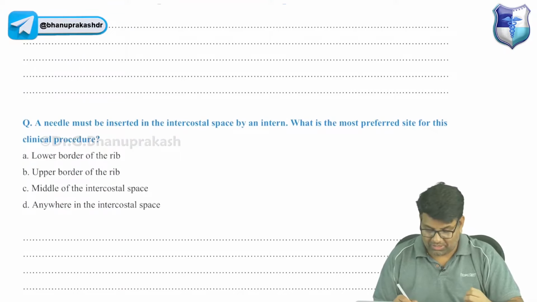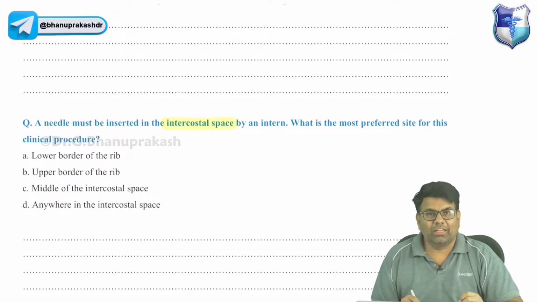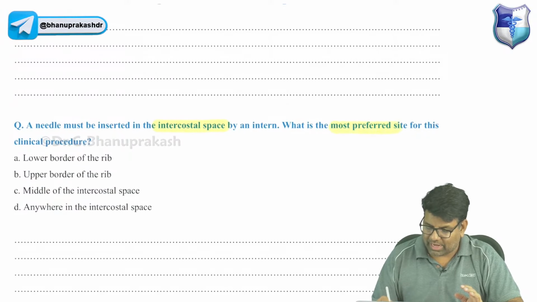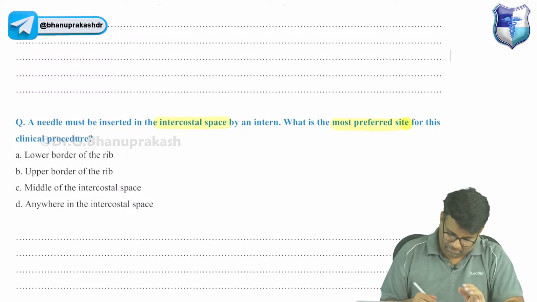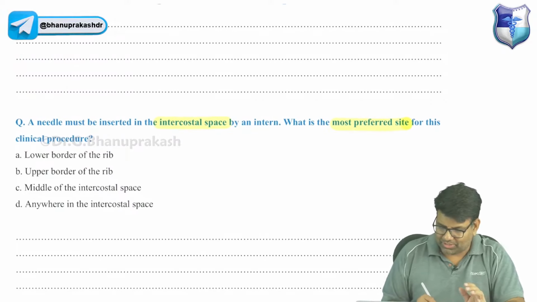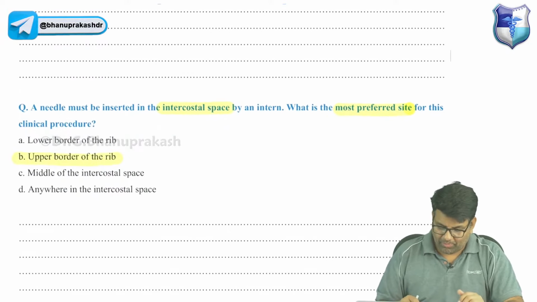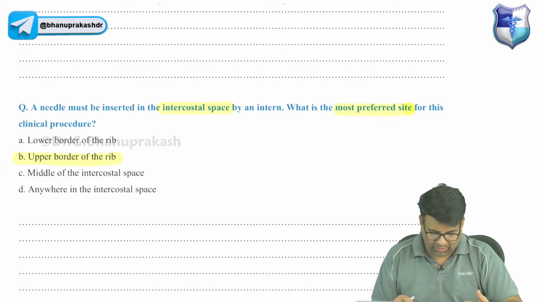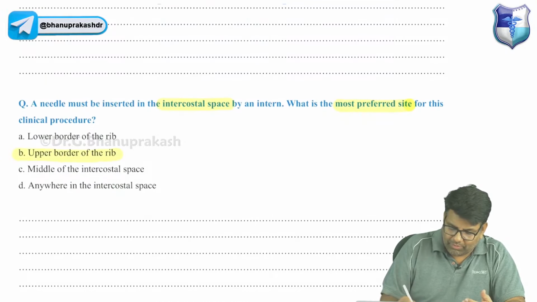A needle has to be inserted by an intern, and it has to be inserted in the intercostal space. Now what is the preferred site? What is the preferred site? Very good. The answer is upper border of the rib. Now, anyone can tell me why we prefer upper border of the rib and not the lower border of the rib? Any idea why we prefer upper border?